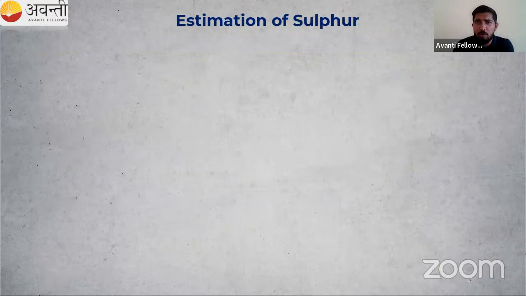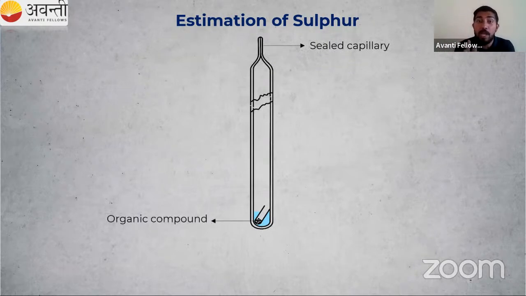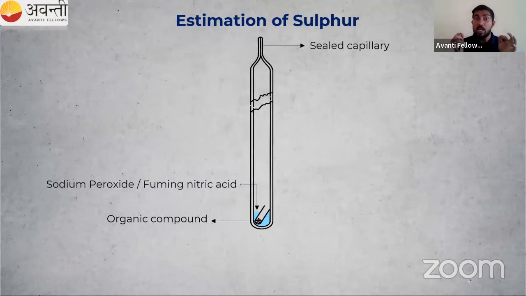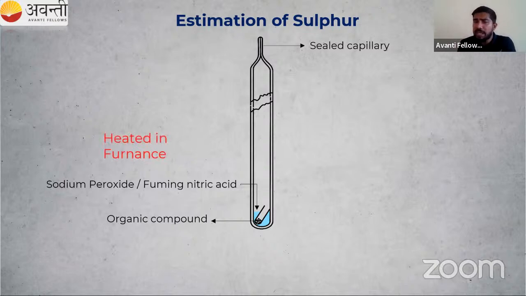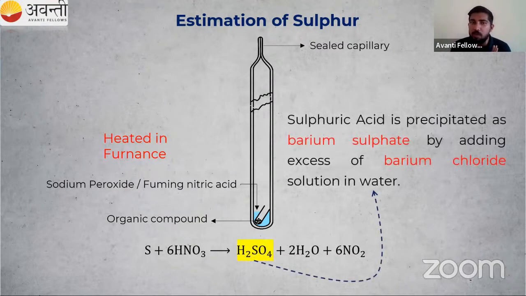Then estimation of sulfur: a similar method we are using for sulfur also. First, we have a Carius tube, sealed capillaries, then we take the organic compound, right? To that organic compound, we are adding sodium peroxide. We studied sodium peroxide in the last class, Na2O2, hydrogen peroxide, you know. Or you can also add fuming nitric acid, very dangerous. Then we are heating that, right? Then some reaction is taking place. Sulfur, with HNO3, reacts to form H2SO4. So H2SO4, that is very important.